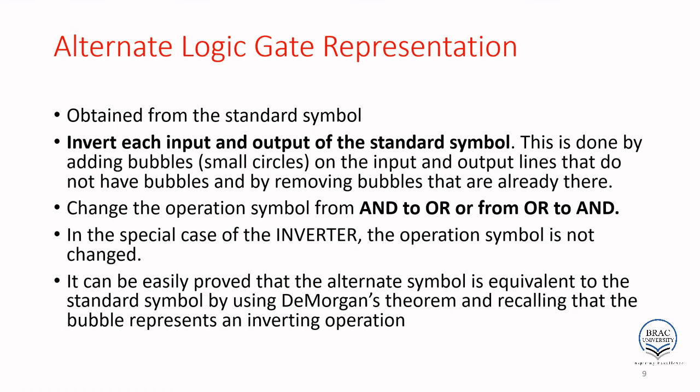Alternate logic gate representation. It is obtained from the standard symbol by inverting each input and output of the standard symbol. This is done by adding bubbles on the input and output lines that do not have bubbles, and removing bubbles that are already there. Change the operation symbol from AND to OR or from OR to AND. In the special case of the inverter, the operation symbol is not changed. It can easily be proved that the alternate symbol is equivalent to the standard symbol by using De Morgan's theorem and recalling that the bubble represents an inverting operation.